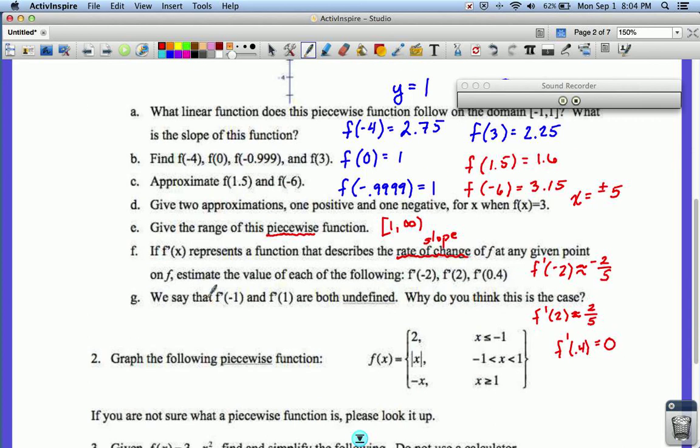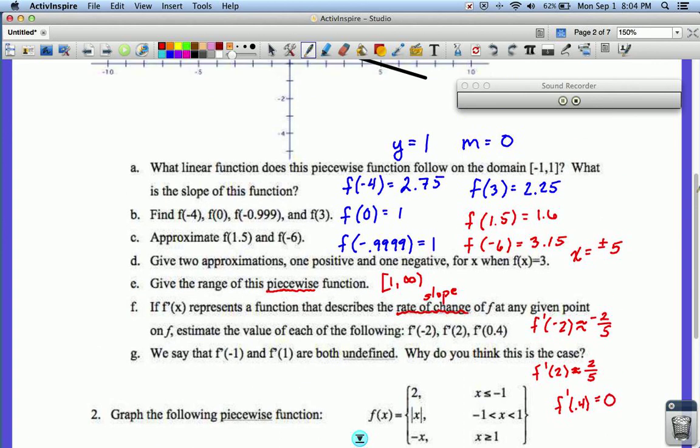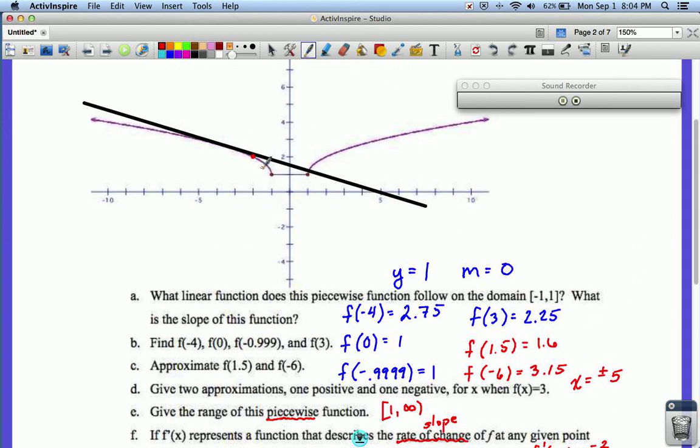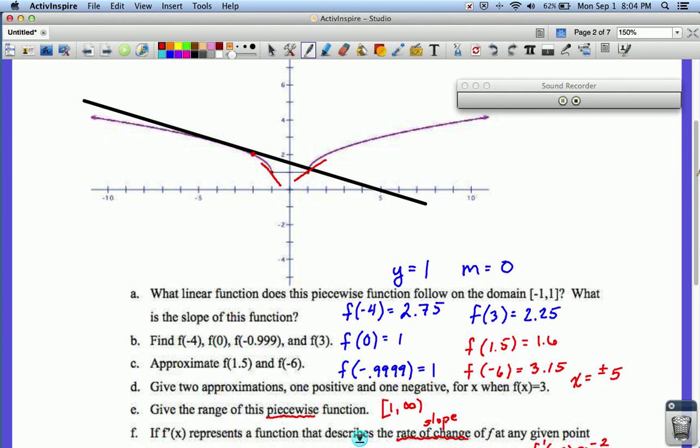Alright, we say that f prime of negative 1 and f prime of 1 are both undefined. Why do you think this is the case? Well, I'm actually not going to answer that right now because I am curious to see what you guys actually think now that you've seen what the f prime really means as slope. They're now asking, why do you think that our derivative is undefined? Why do you think the slope is undefined at this point and at that point? I mean, why can't I just draw a tangent line like I just did here? So I'm curious to see what your answers are going to be on that.